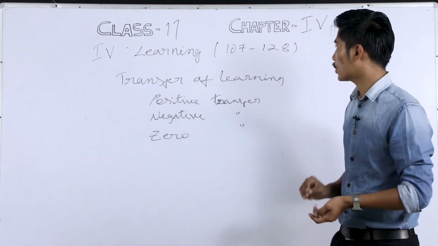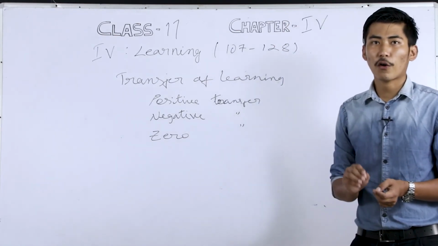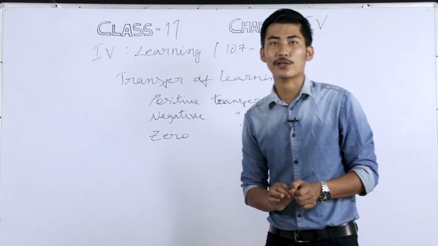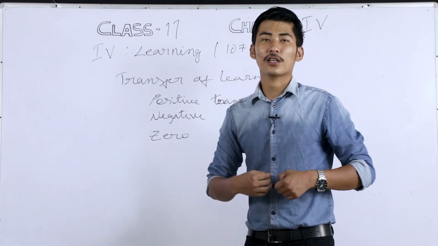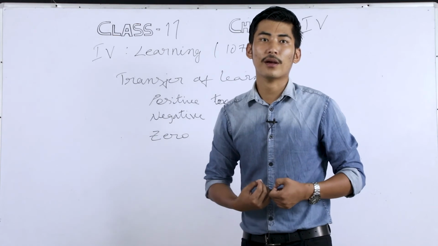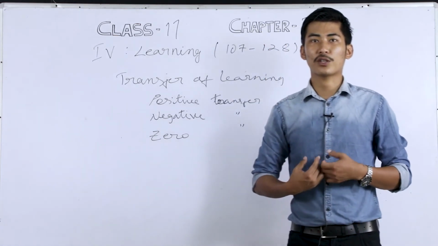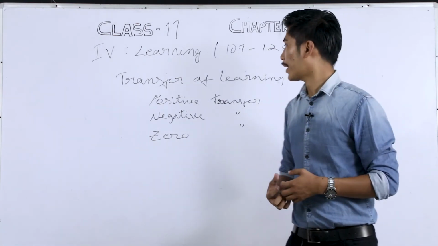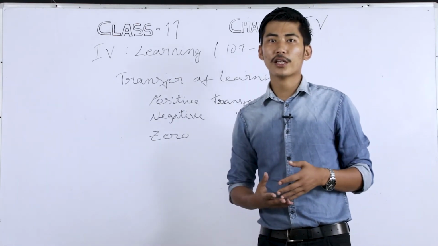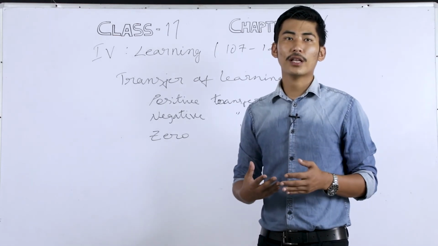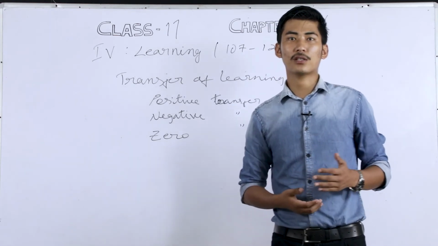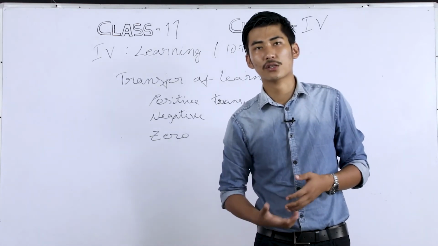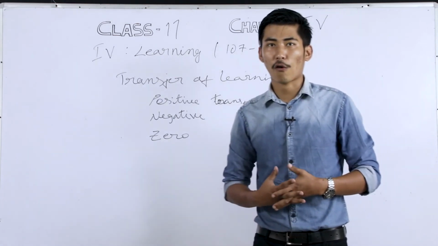The first one is positive transfer of learning. Positive transfer of learning means that when your past experiences have helped you in your present experiences, and have given you positive feedback or positive outcomes, then it is known as positive transfer of learning. The next one is negative transfer of learning. Negative transfer of learning basically means that when your past experiences have not helped in your present situation or have not brought out any positive outcomes or results, then it is known as negative transfer of learning.